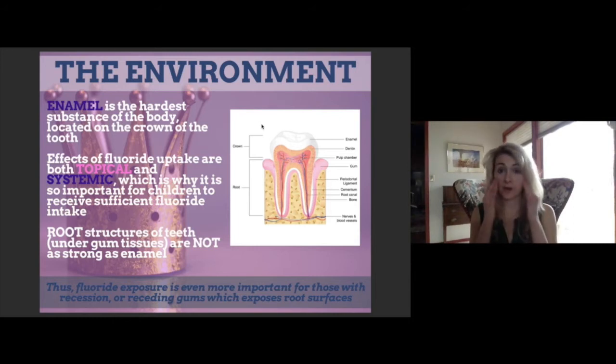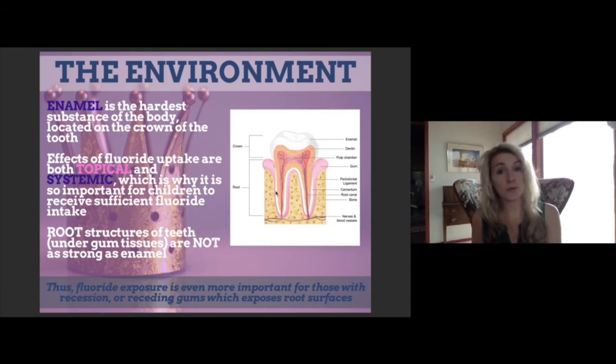Under the surface, their adult teeth are developing, and it's essential that they get that fluoride taken up through their diets and water. Now, root structures of teeth underneath the gum tissue don't quite have what's called enamel, but they do have something called cementum. Cementum is already less strong than enamel. So as our gums recede and the root structure is exposed, it's even more susceptible to demineralization, wear, and breakdown because it's already weaker.